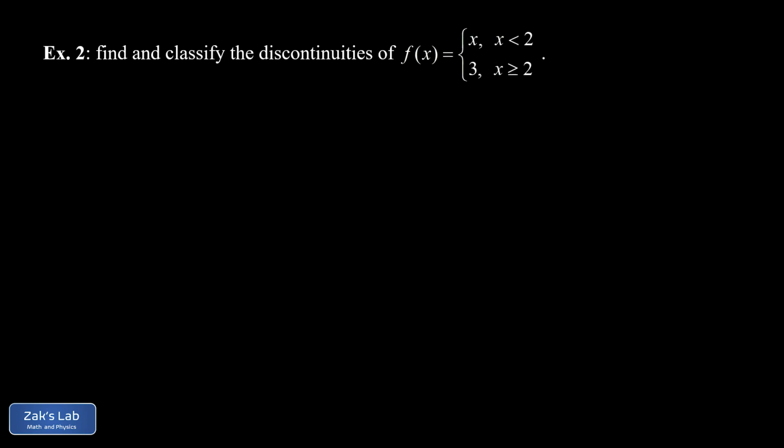All right, in our next example, we're given a piecewise defined function. We're told that f of x is equal to x when x is less than 2, but f of x is equal to 3 when x is bigger than or equal to 2. So f is going to be continuous everywhere except possibly at this cut point, x equals 2. So that's really where we're doing the test.